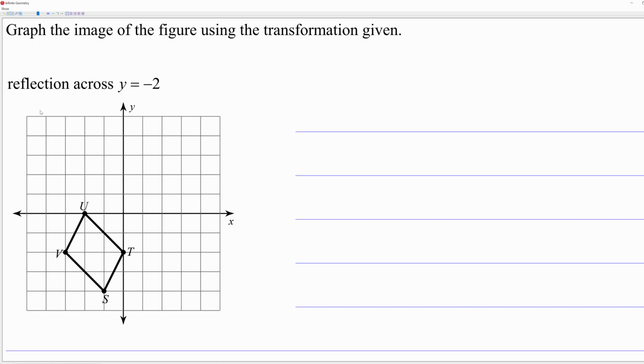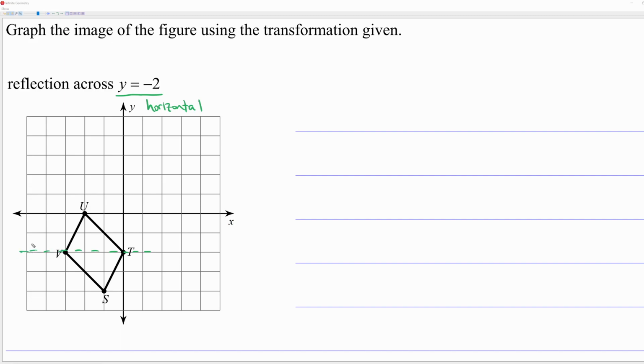So the instructions say reflect across the line y equals -2. Okay, so you do need a fact from your algebra class. y equals -2 is the equation of a line. In particular, if an equation says y equals a number, you know that the graph is going to be a horizontal line. In this case, it's on the y-axis at -2. So the line y equals -2 is this dotted line.